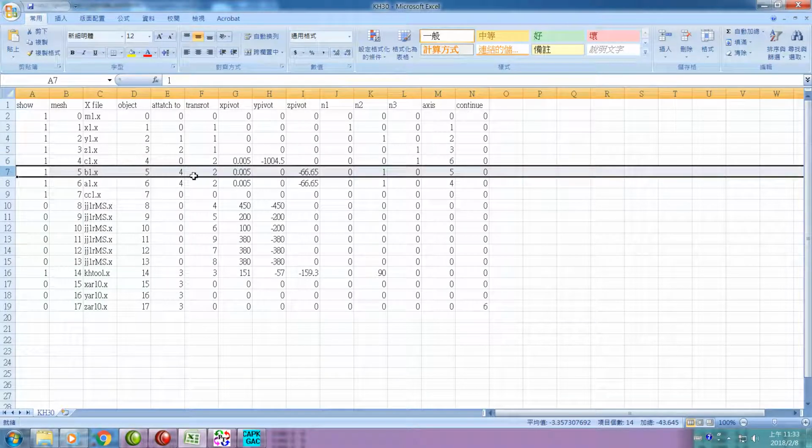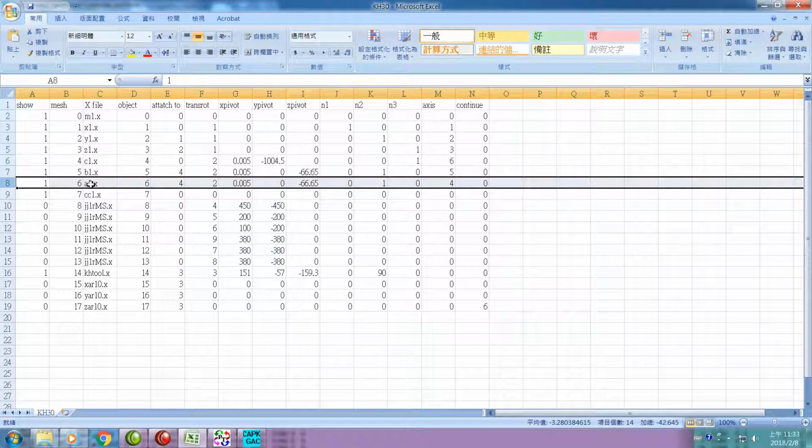The B structure is a rotation part as well. Use the 5th axis to control it. Its turning direction is the Y direction because N2 is 1. The pivot point X is 0.005. The Z pivot point coordinate is minus 66.65. Because it's the Y direction, the Y pivot column can be filled in with anything. We use 0 instead.